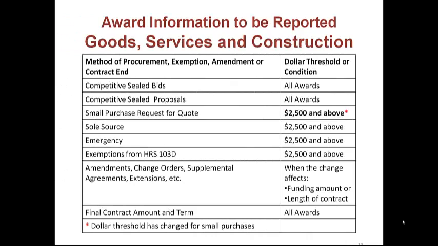So what information needs to be posted? Well, all awards for the method of procurement or exemption or amendment or contract end must be reported for the following: all competitive sealed bids, all competitive sealed proposals, any small purchase request for quote where the award is $2,500 or above, any sole source or emergency where the award is $2,500 and above, any exemption from Chapter 103D where the award is $2,500 and above.